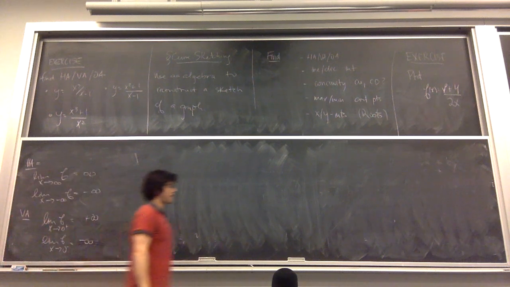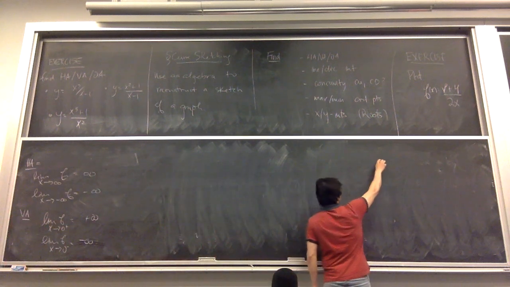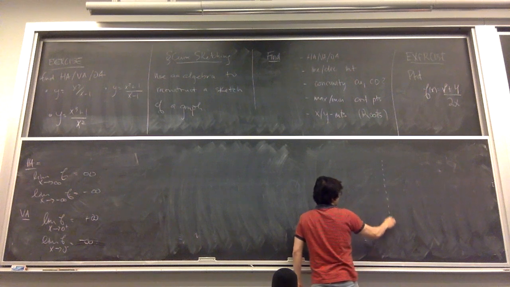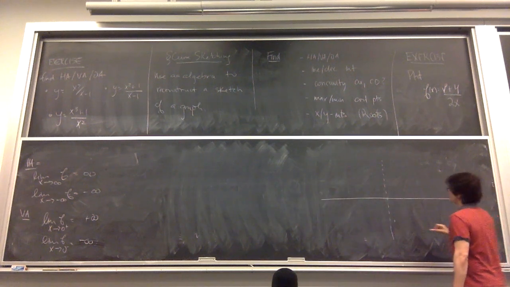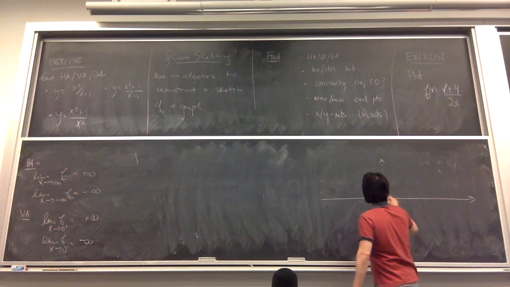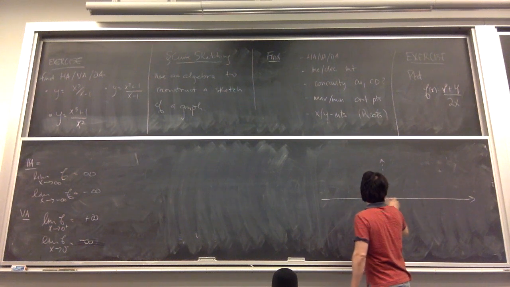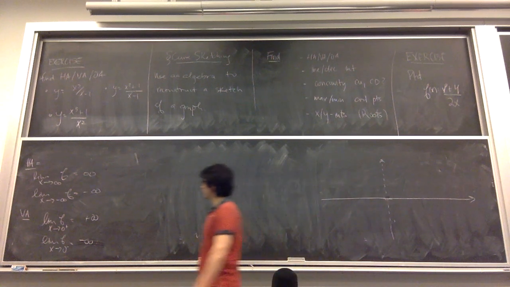So we should be keeping track of what we've been discovering here, right? So this is an asymptote at 0, and we have no asymptote here. So we'll just keep drawing. I don't know why I did that. Okay. What else do we know?